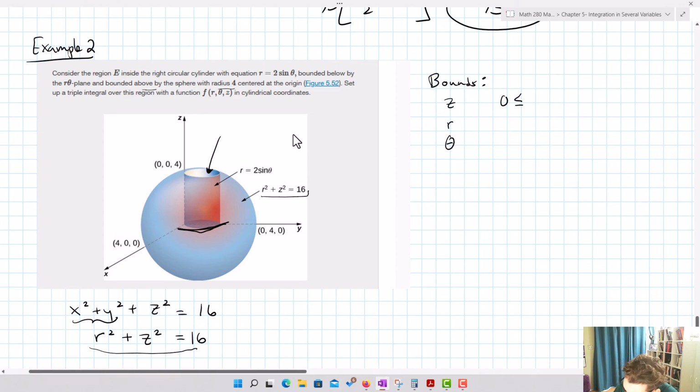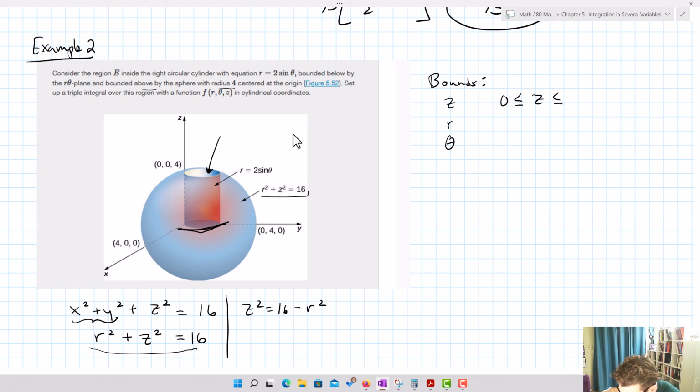So that's going to be our upper bound for z. So z is going to be bounded above by, we'll rewrite this, z squared equals 16 minus r squared. And we're only interested in the top part because we're going to bound below by the r theta plane. So we're only going to be interested in z equals the square root of 16 minus r squared. We don't need the whole cylinder. So that's going to be the top part for z, the square root of 16 minus r squared. And those are going to be the bounds for z.